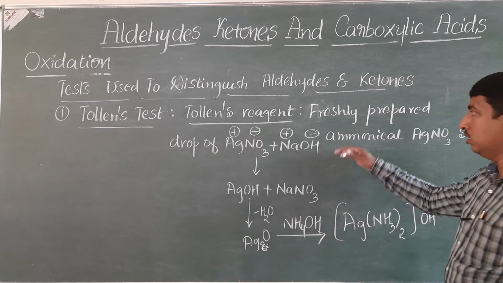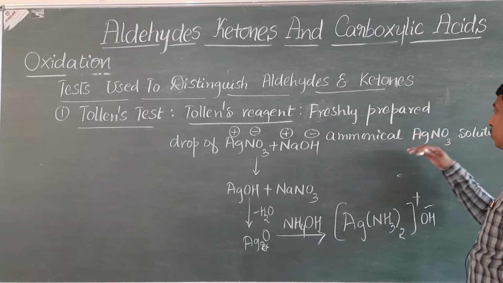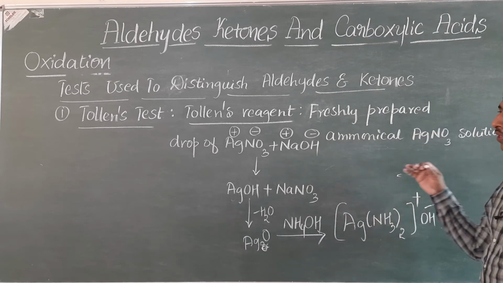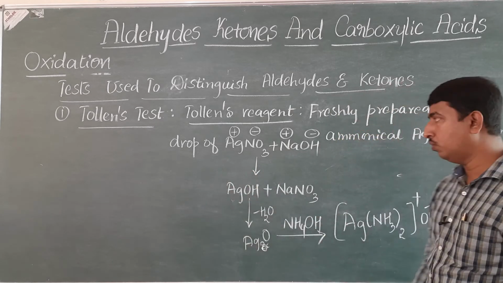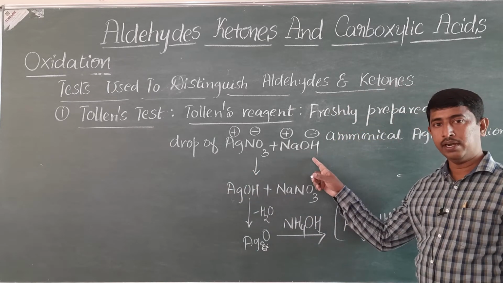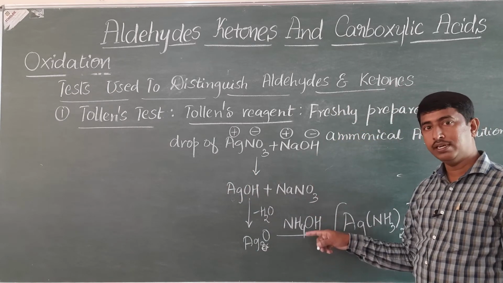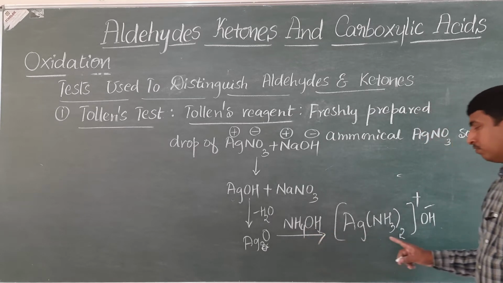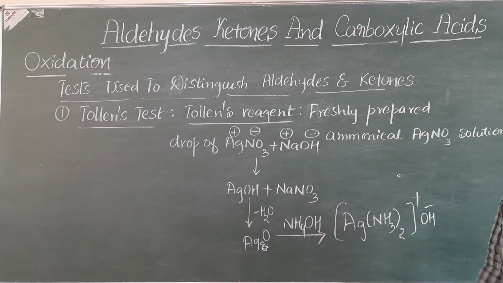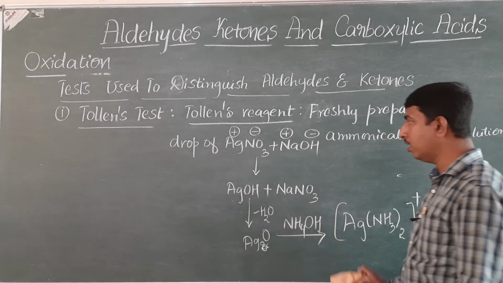So Tollens reagent is freshly prepared ammoniacal silver nitrate solution. How do we prepare Tollens reagent? A drop of silver nitrate solution is treated with sodium hydroxide. A precipitate is obtained. Dissolve that precipitate by adding ammonium hydroxide. Formation of Tollens reagent occurs. Now we can write the equation.